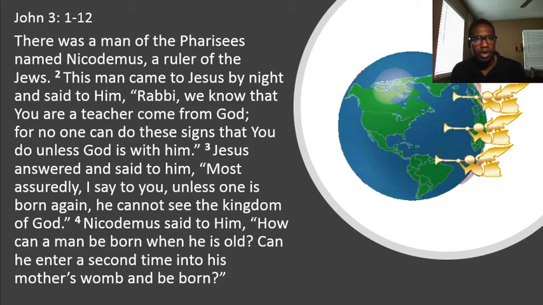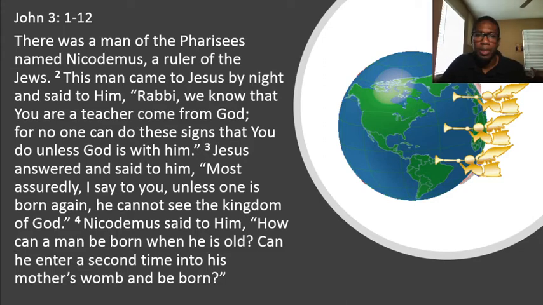He is a ruler of the Jews. He came to Jesus by night and said to Him, "Rabbi, we know that You are a teacher come from God, for no one can do these signs that You do unless God is with him." Jesus said to him, "Most assuredly I say to you, unless one is born again, he cannot see the kingdom of God."